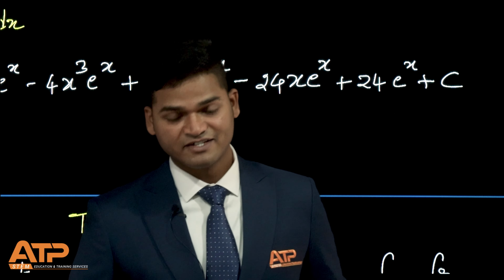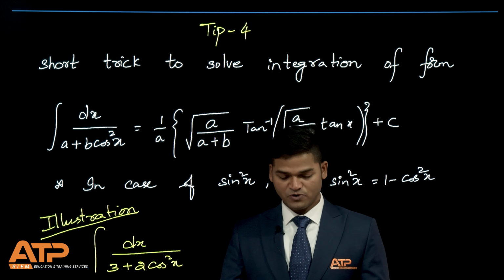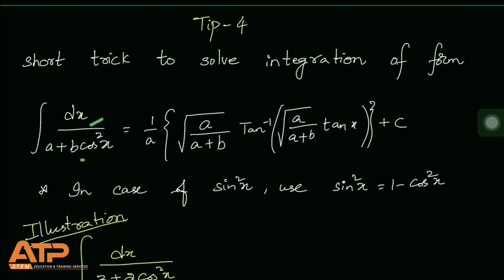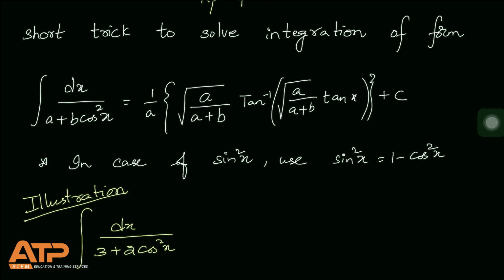Tip number 4. This tip we're going to use for solving integrals of the form integration dx by a plus b cos square x. The result will be 1 by a into root of a by a plus b into tan inverse of root of a by a plus b into tan x plus c. If there is sine square x in the denominator, we can convert it into cos square x. Sine square x is equal to 1 minus cos square x.